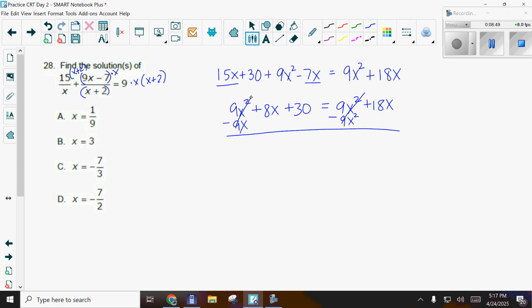So now I'm just going to get all of the x's to one side. So I'll subtract 8x. Might as well put it over here since 18x is all alone. So that's 10x is equal to 30. Divide by 10. And x equals 3. And again, if you want to work backwards, you can always go back and plug these in. You can plug a 3, plug a 3, and plug a 3, and see if it gives you 9.